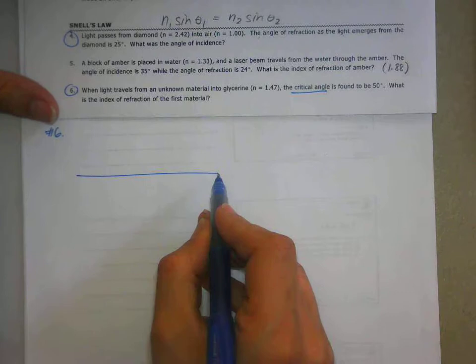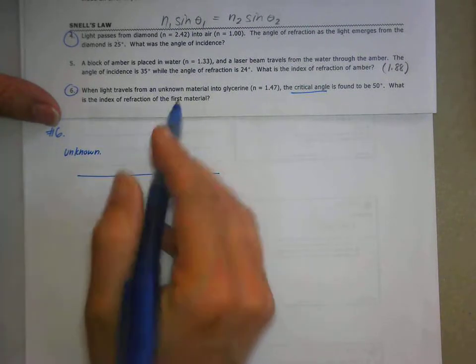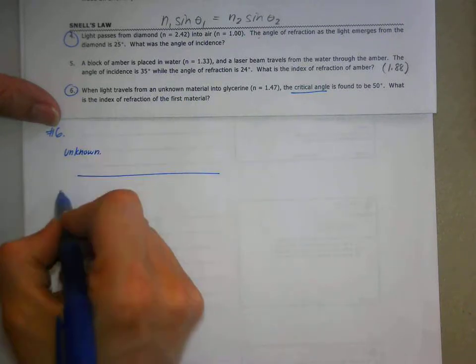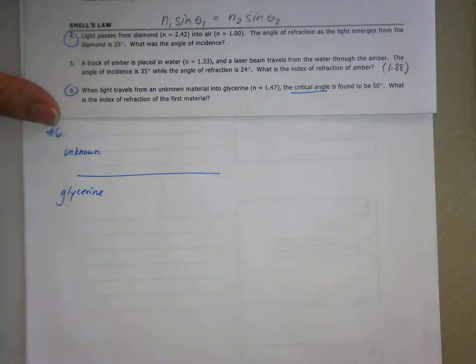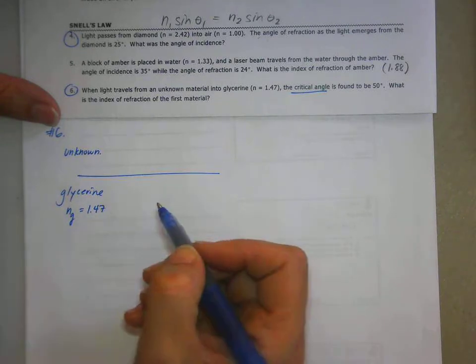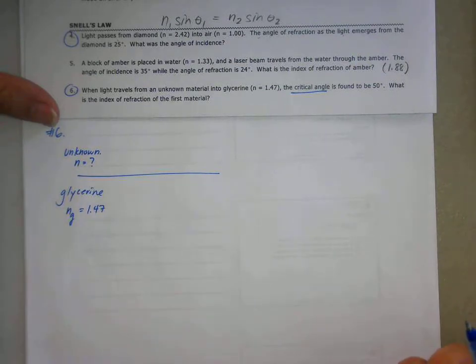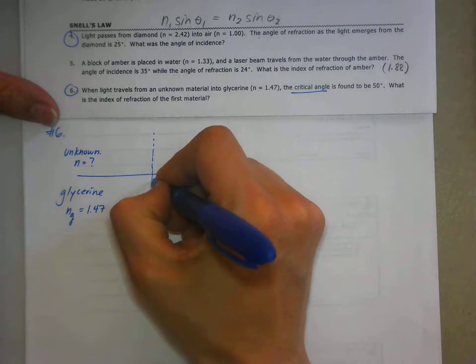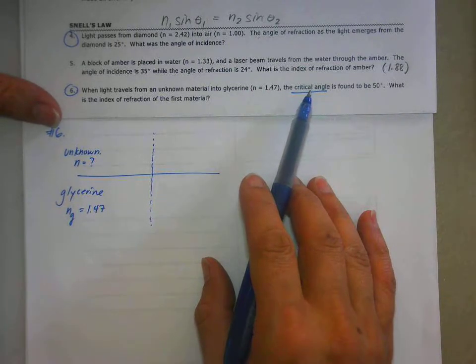So here's my change in medium. This is our unknown. And it says it travels from an unknown into glycerin. Glycerin. All right. It tells us the index of refraction of glycerin is 1.47. This one, n, is unknown. And let's put in our normal. Okay, so now what does the critical angle mean? The critical angle is found to be 50 degrees.